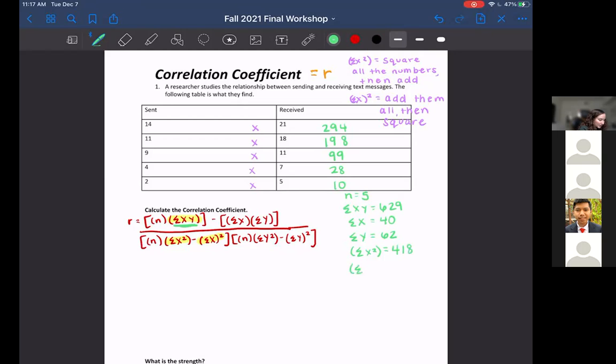Okay, so now we do the sum of x, quantity squared. So can anyone tell me how we find that? You add all of them and then square. Good. Yes. So that just basically means that we're squaring this number that we said right here, which is this one. Is that right? Yeah. Okay. Awesome. So what is 40 squared?